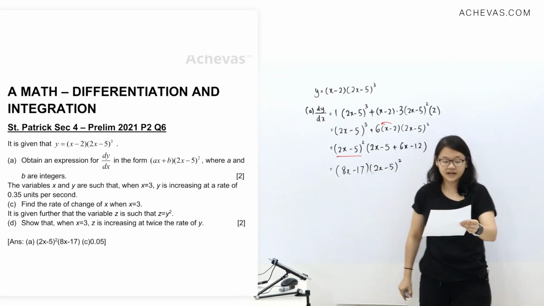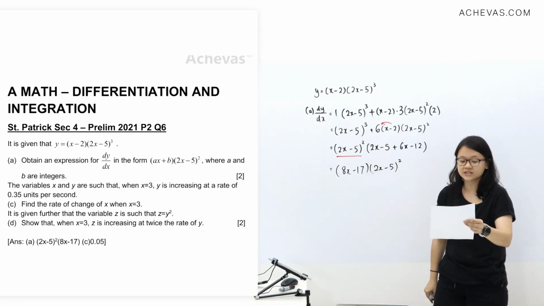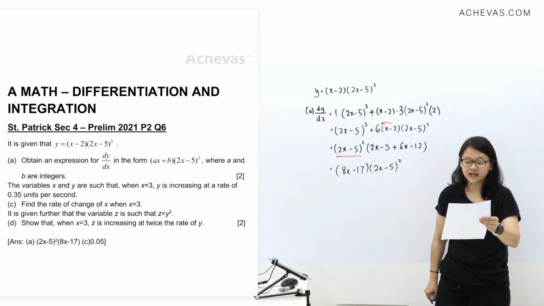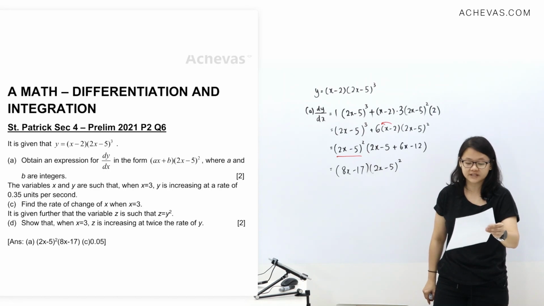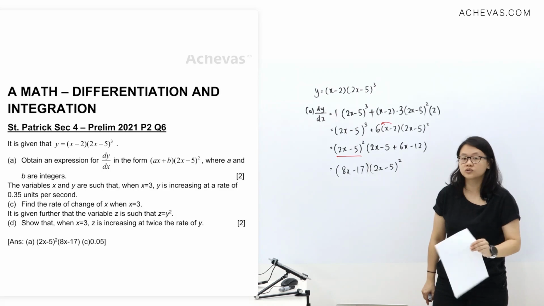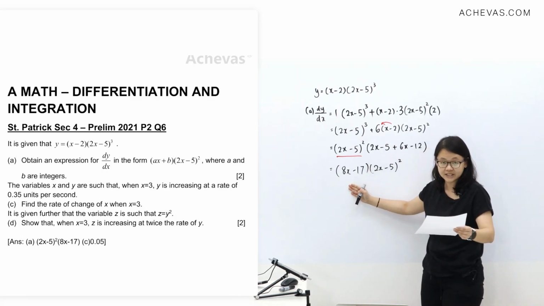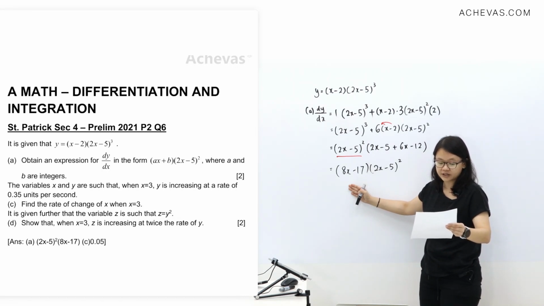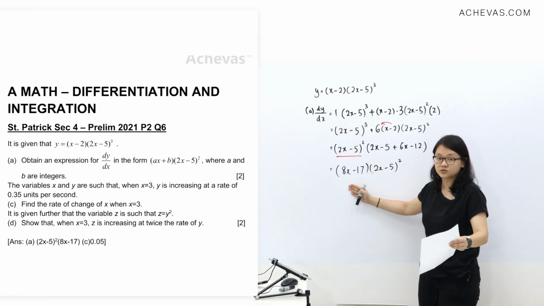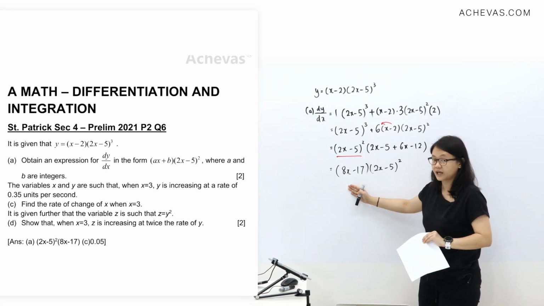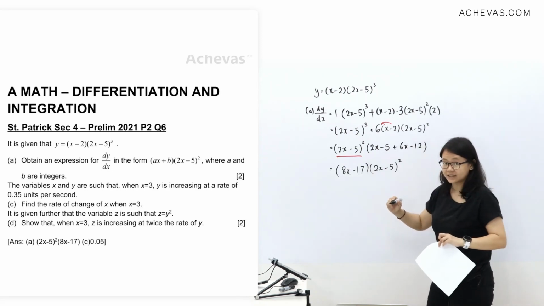Let's read the next part of the question. The variables x and y are such that when x equals 3, y is increasing at the rate of 0.35 units per second. Part C, find the rate of change of x when x equals 3. I've taken part B out because I want to focus on part C, which is rate of change. So let's take a look at what we can write down here. The word rate means with respect to time. Differentiating x with respect to time, so we need dx/dt.